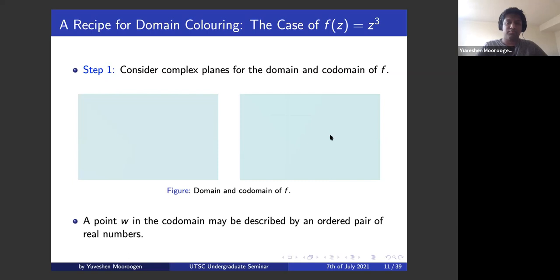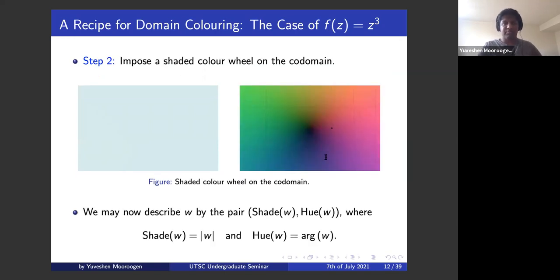First, I'm going to take a point, let's say W, inside the codomain, and I'm going to describe it as a coordinate pair of real numbers in modulus argument form. But I'm going to write this modulus argument form in a neat way, which is using colors. So I'm going to take a shaded color wheel, meaning it's a color wheel, so it changes color as I go around in circles, but it's shaded because I'm going from black at the origin to lighter and lighter all the way to white at infinity. So that's what makes it a shaded color wheel. So I'm going to take this shaded color wheel and I'm going to impose it on my codomain.